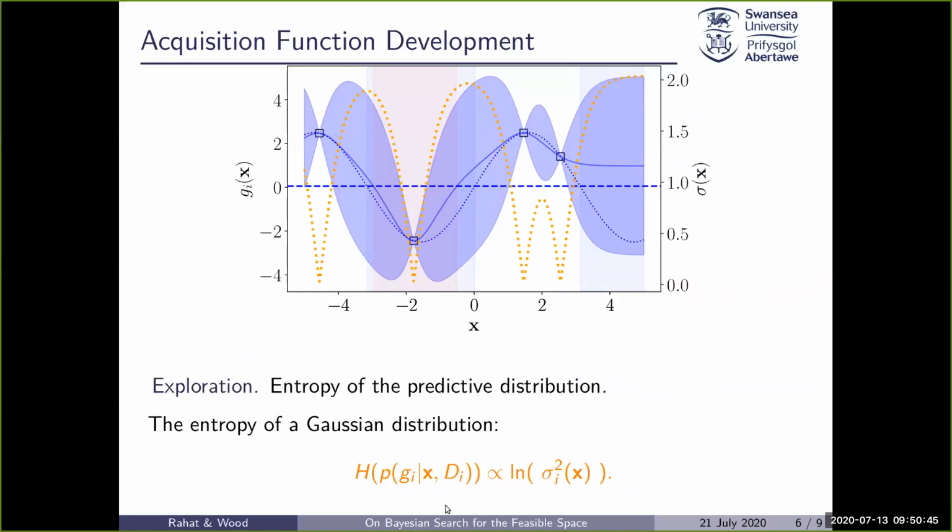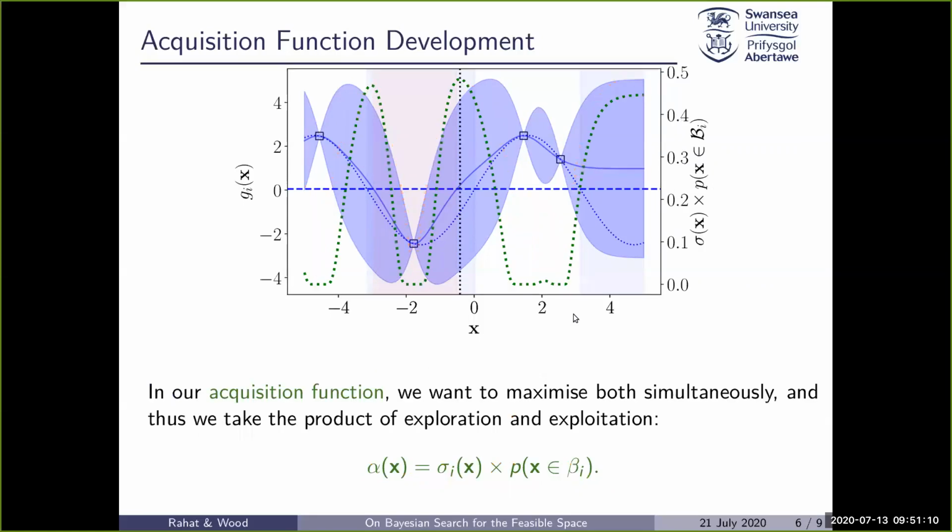Now let's have a look at the exploration term. It turns out that maximizing the entropy of the predictive distribution is the same as maximizing the uncertainty in the predictive distribution. This is shown with orange here, and wherever the uncertainty is quite large, this is high. We are just going to take a product of exploration and exploitation, and that produces this green response here. We are going to maximize that, and it turns out that it is maximized when X is just below 0. So the idea is that we are going to sample there.